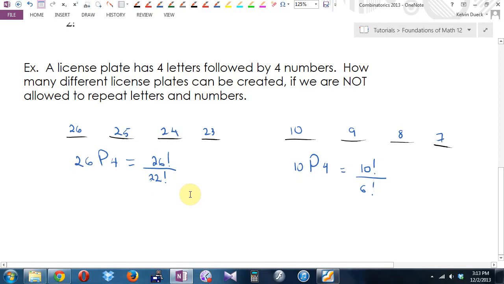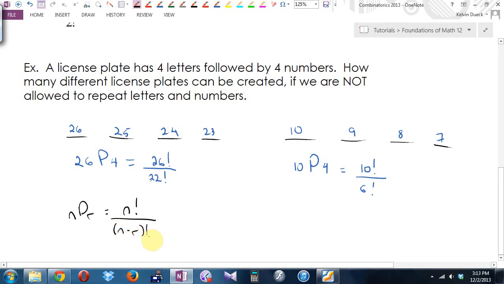Could you shut the door behind you, please? Get your yellow formula sheet out, please. Read me the nPr formula, please. It says this: nPr is defined as n factorial over (n minus r) factorial.